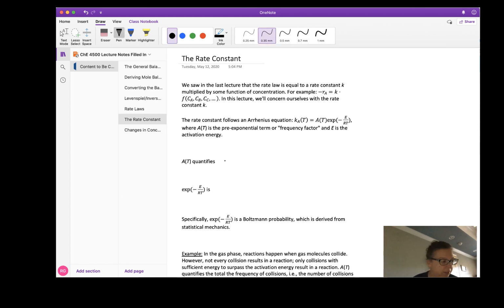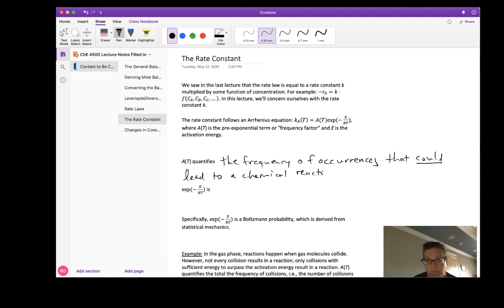So the A of T is the frequency factor. It quantifies the frequency of occurrences that could lead to a chemical reaction. So it's telling us how often do circumstances align where a chemical reaction could happen. It doesn't tell us the number or the frequency of occurrences where a chemical reaction actually does happen. It's just saying how many times per unit time do circumstances lend themselves to a chemical reaction happening.